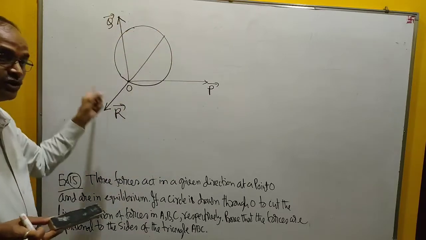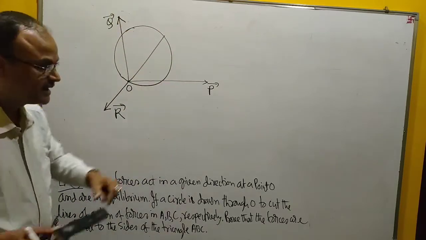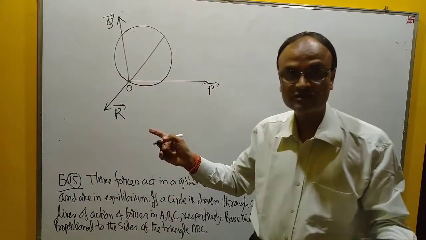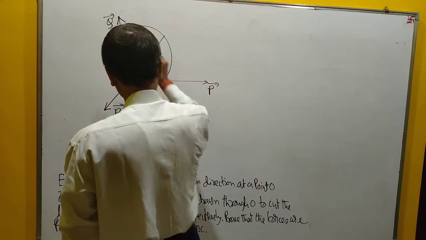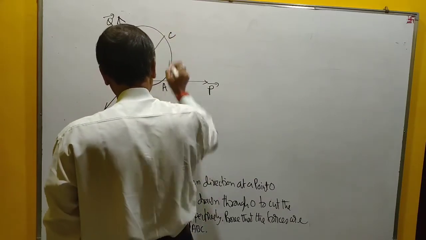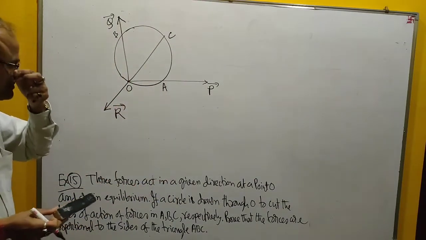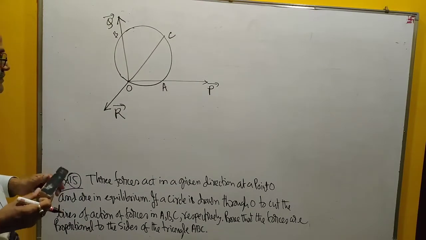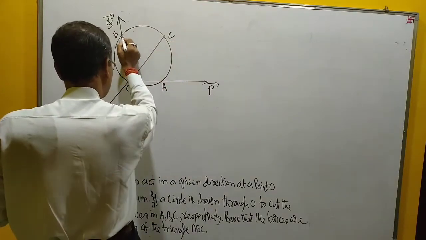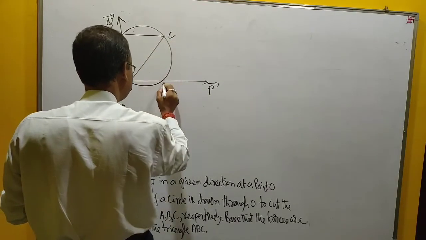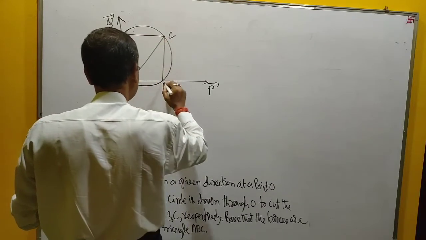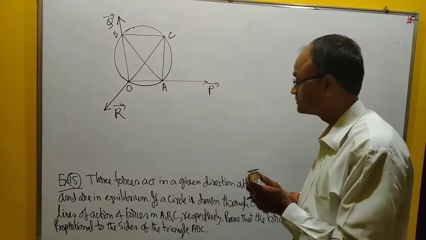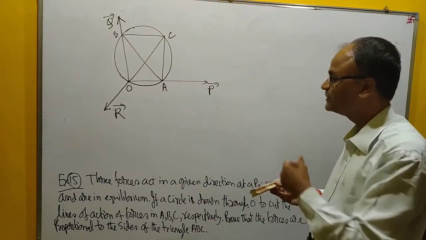Through O, if we draw a circle, then the circle will cut the lines of action of the forces at the points A, B, and C respectively, according to the question. Now, let me join BC, CA, and AB.